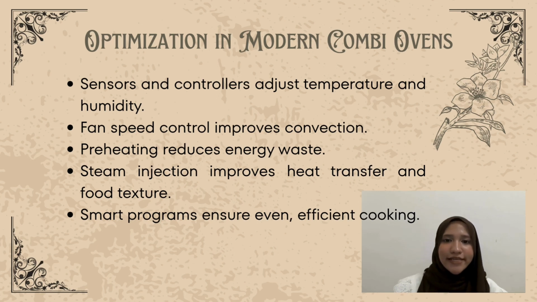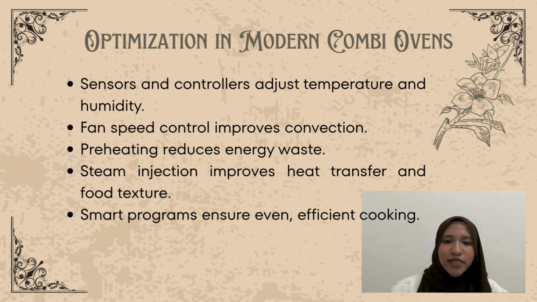Next, for slide 8, I will explain how modern combi ovens are optimized to improve heat transfer and cooking efficiency. First, modern combination ovens use sensors and controllers to adjust the temperature and humidity automatically. This helps to maintain stable cooking conditions. Secondly, they have fan speed control. By adjusting the fan speed, the oven can control how fast the hot air moves. A faster fan means stronger convection, which cooks food more evenly.